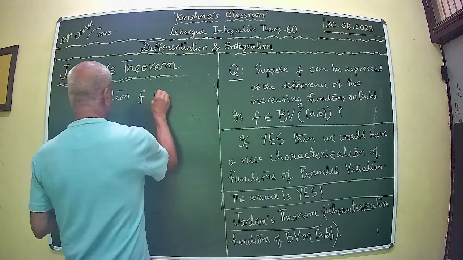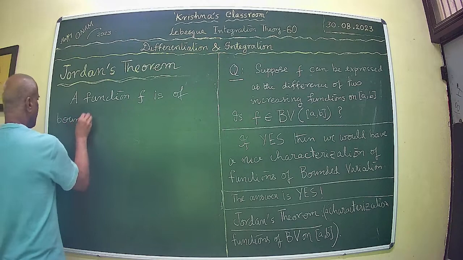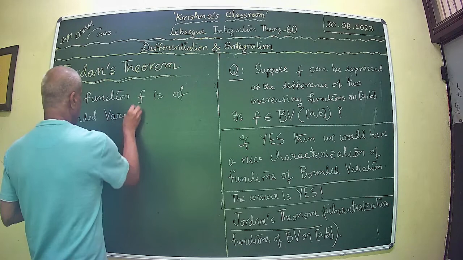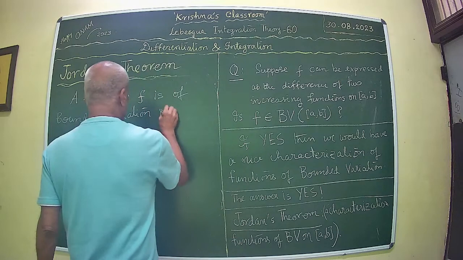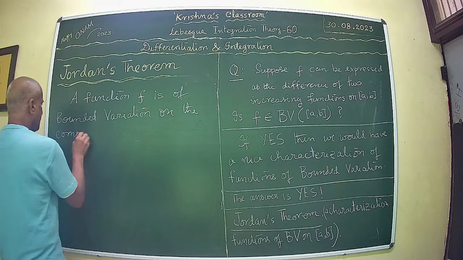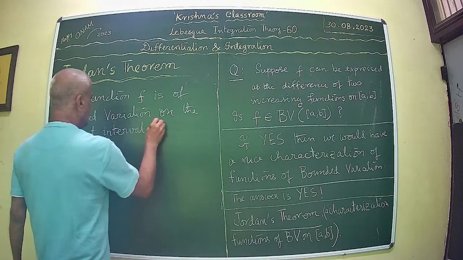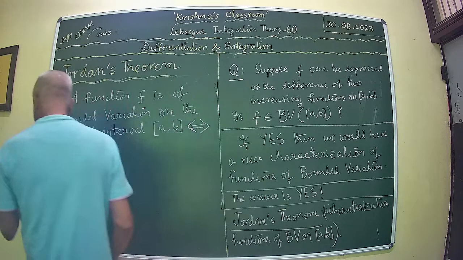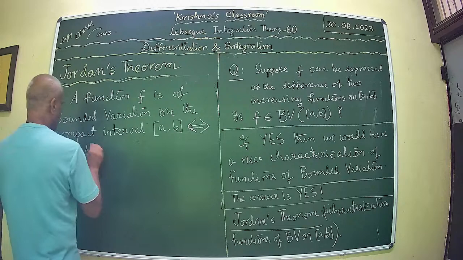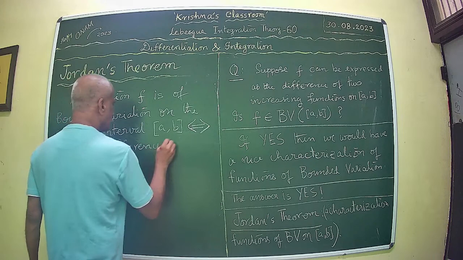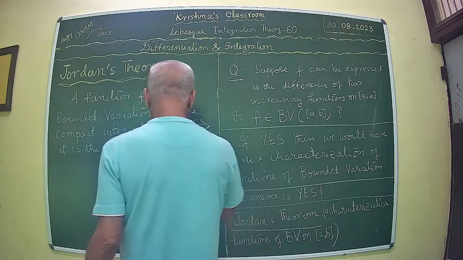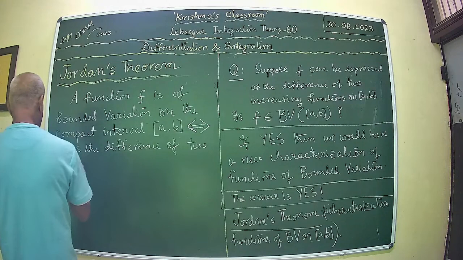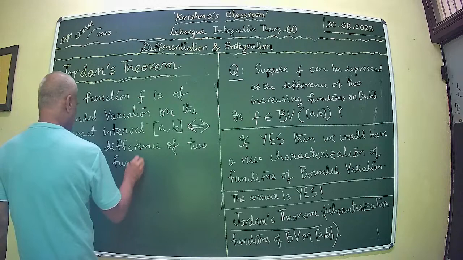f is of bounded variation on the compact interval [a,b] if and only if, this is a characterization, it is a difference of two increasing functions. That is the statement of the theorem.